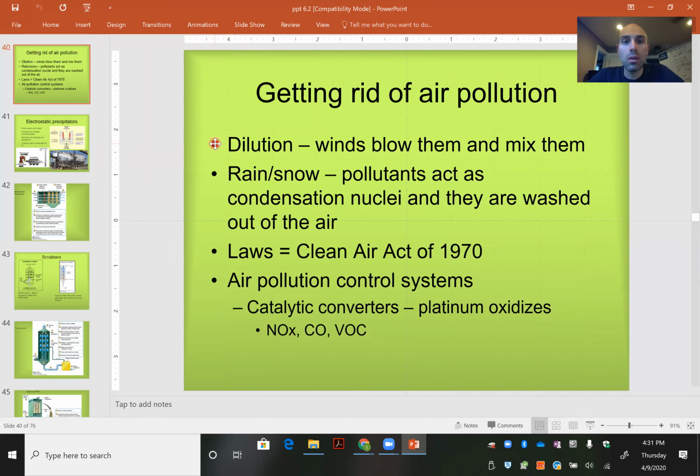With rain or snow, pollutants act as condensation nuclei and are washed out of the air. So when it rains or snows, it brings that pollution out of the air and down to the ground. So it's no longer air pollution. It kind of just drowns it all out. How do we get rid of air pollution? We follow the Clean Air Act of 1970, which I'm going to link up a little informational section about later on in this video, right at the very end. And then we have air pollution control systems like catalytic converters, platinum oxides. They control your NOx, your COs, and your VOCs.